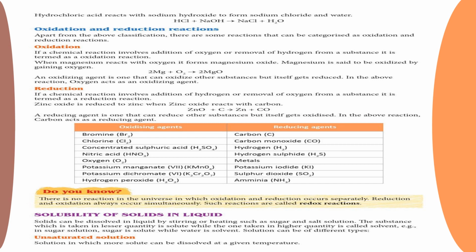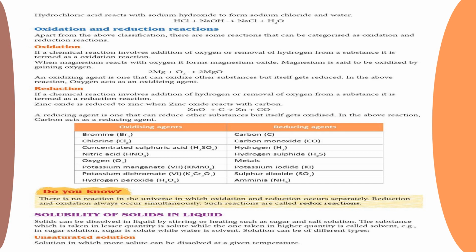In the textbook, a table is given for oxidizing agents and reducing agents. You learn whatever oxidizing and reducing agents are given. Next, the solubility of solids in liquid. Solids can dissolve in liquid by stirring or heating, such as sugar or salt solution.